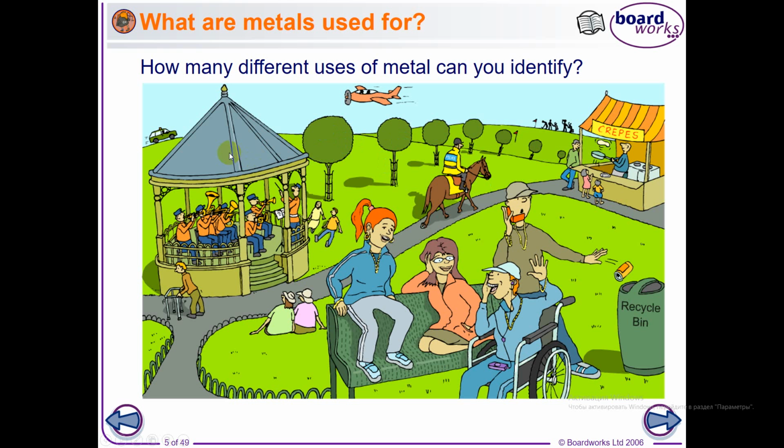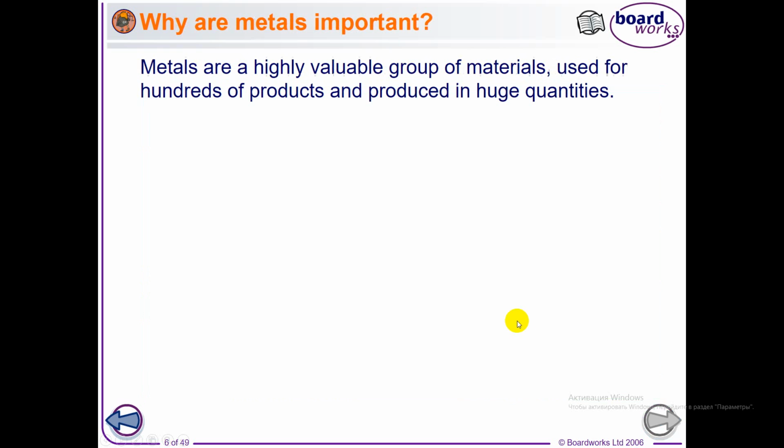So, how many different uses of metal can you identify? In any industry, in any construction, you can find steel. Metals are a highly valuable group of materials used for hundreds of products and produced in high quantities. And why are metals very important?